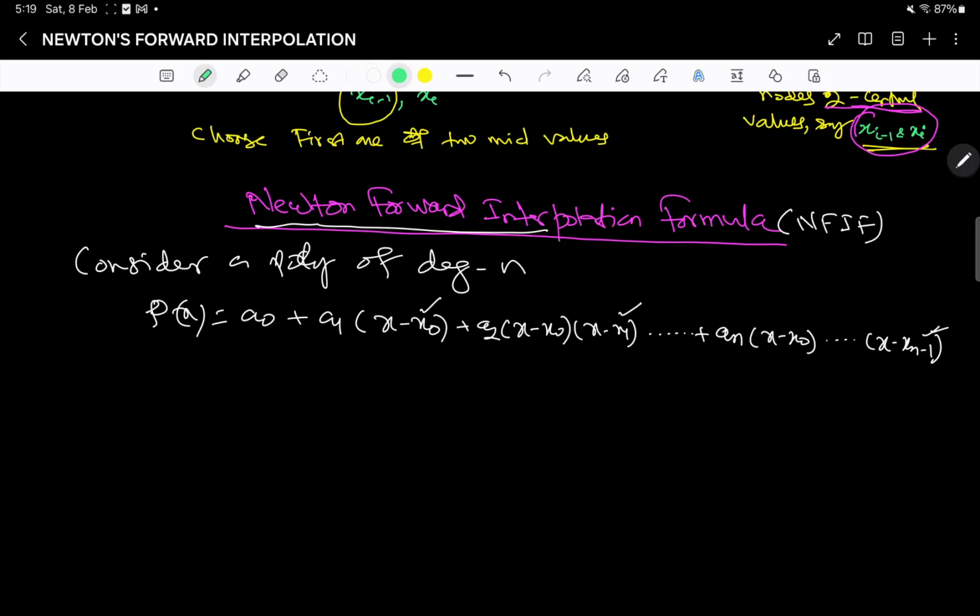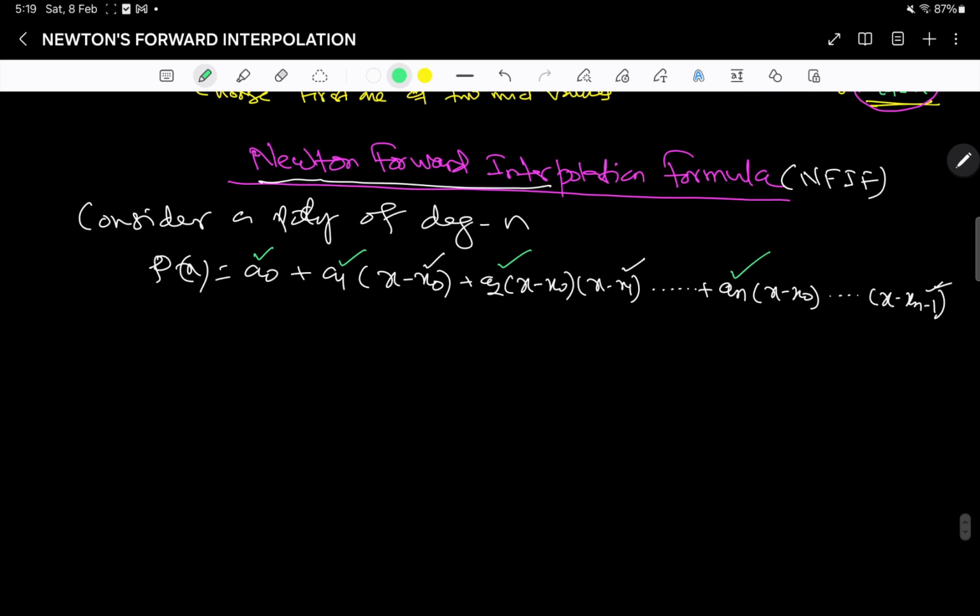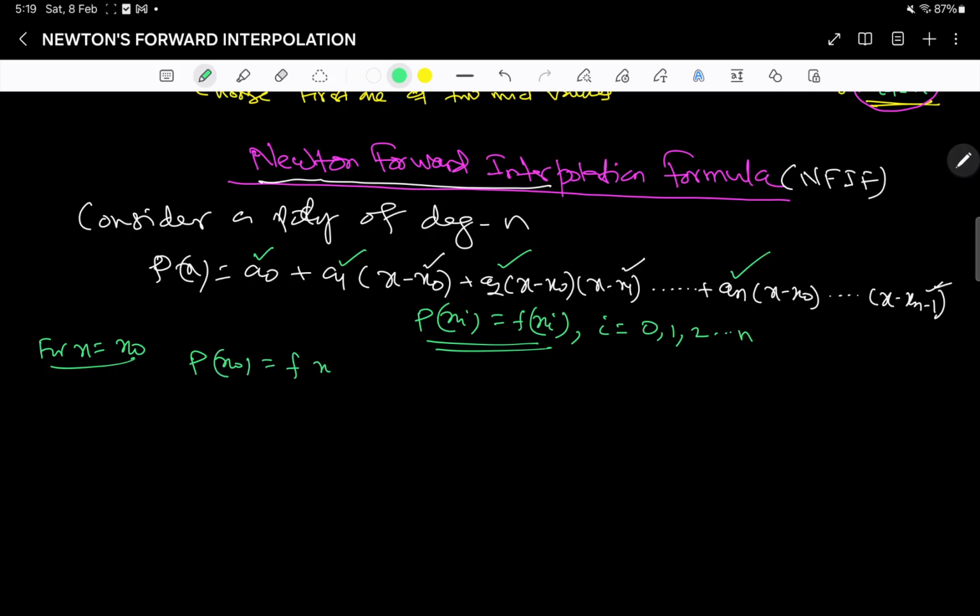Now our intention is to know what a0, a1, a2 and so on are. We find the coefficients. Since this is an interpolating polynomial, p(xi) is equal to f(xi), by the definition of the interpolating polynomial, for i equal to 0, 1, 2 up to n. So for x equal to x0, p(x0) is equal to f(x0), or in short f0. These are all a1, a2, an terms, so everything is 0. We have only a0, so my a0 value is f0.